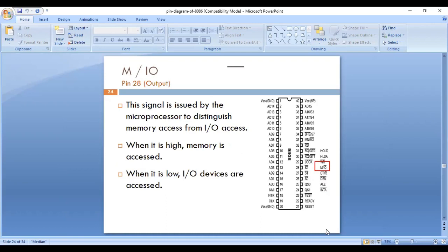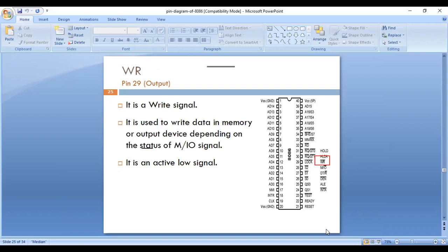Next, M/IO, which means memory or input output access. It is pin number 28 and it is an output pin. This signal is used by the microprocessor to separate the memory access from the input output access. Next, write signal. It is active low. It is used to write the data to memory or the output device depending upon the status of the M/IO signal.